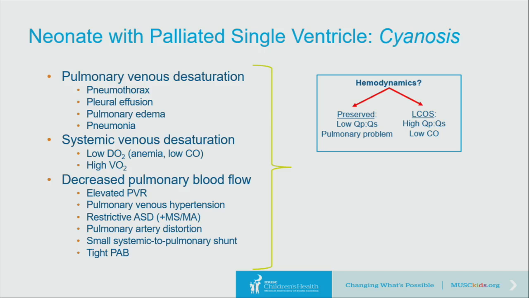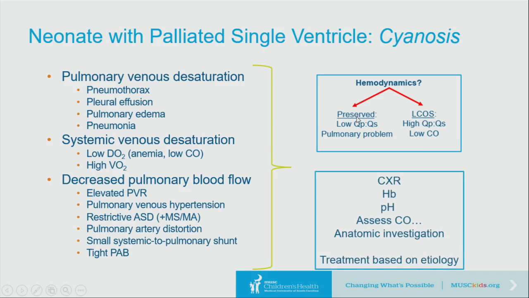Another mental model that people use when they're thinking about these patients is to ask, are the hemodynamics preserved? If the answer is yes, and you just have a low QP to QS, you've either got a pulmonary artery problem or some type of problem with pulmonary venous desaturation. On the other hand, if you've got a low cardiac output state, you may have a high QP to QS with overcirculation, again uncommon in the current era, or an underlying low cardiac output state.